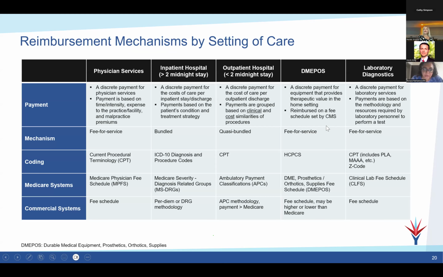And the reason why we care about that is that reimbursement often differs by setting of care, and even by how long of a stay. Inpatient hospital is greater than 2 midnight stays. I don't know where they came up with these things. Outpatient hospital is less than 2 midnight stays. DME, durable medical equipment, and then lab diagnostics. And you can see one of the areas that's important to note is if payment is bundled or not.